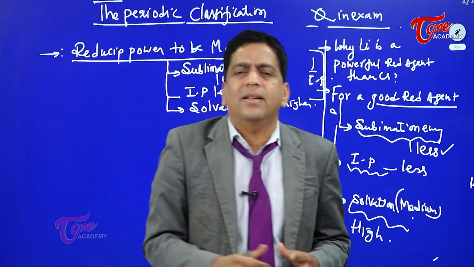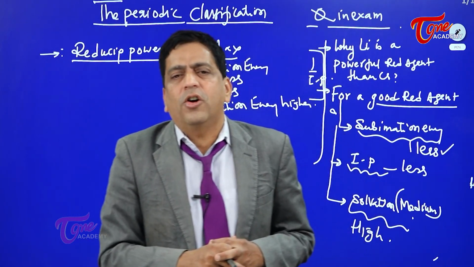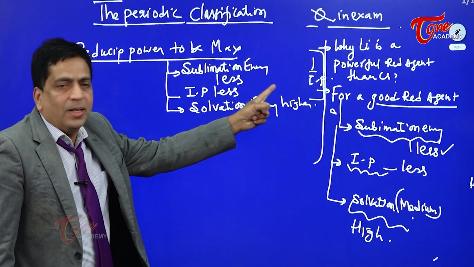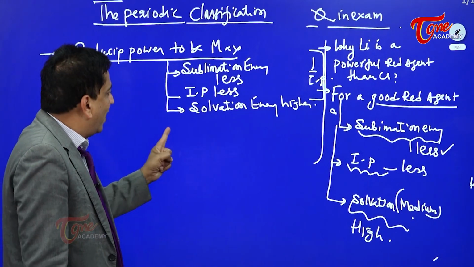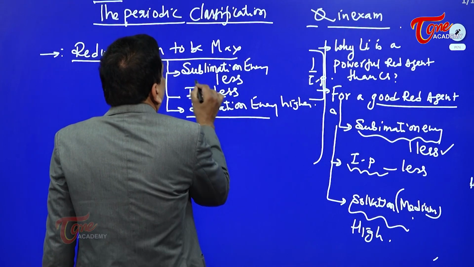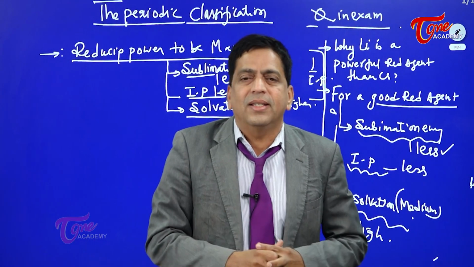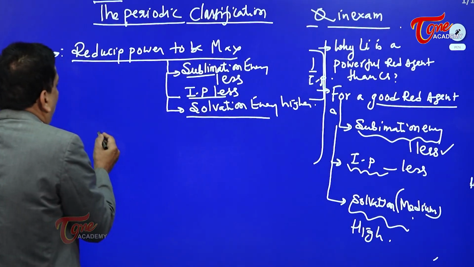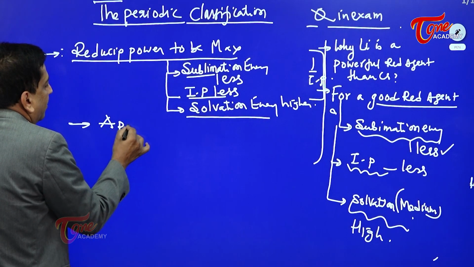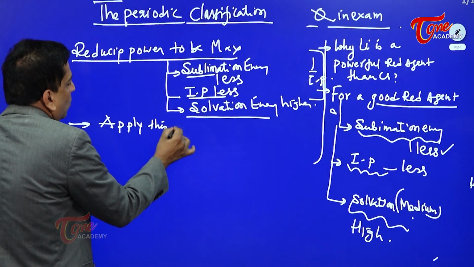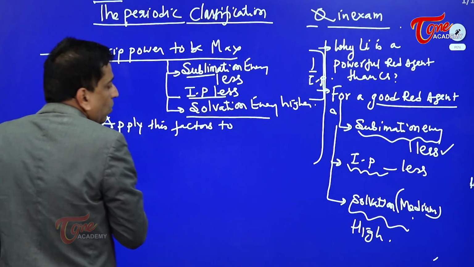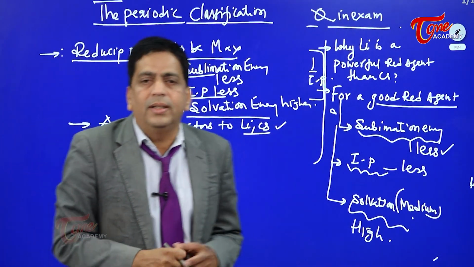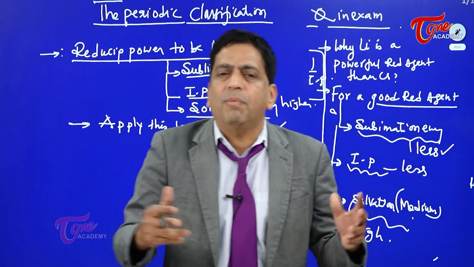So there are three factors that are set for making you a powerful reducing agent. What are the three factors? One is sublimation energy. Two, ionization potential. Three, solvation energy. There are three factors on which it depends. So remember that. If this is the case, then let us now apply all the above factors to lithium and cesium. Let us apply them.